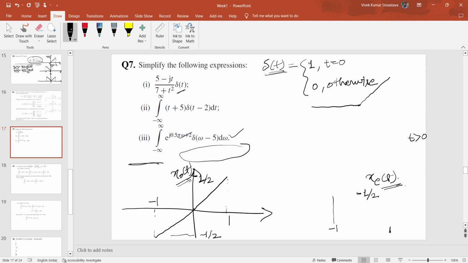So for solving this question, because delta of t is defined only for t equals 0, we have to put t equals 0 here.